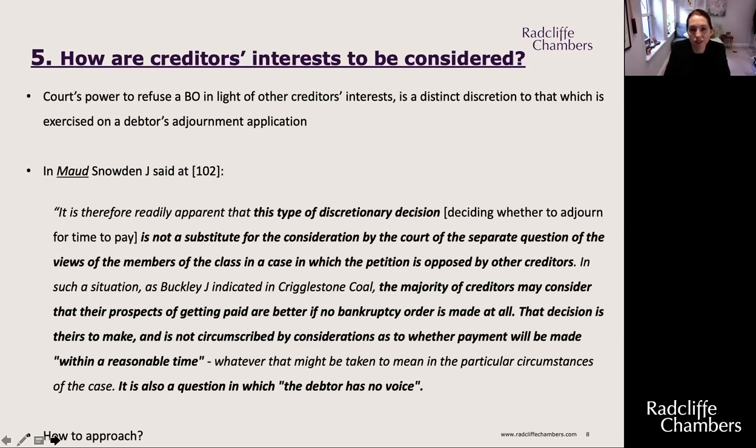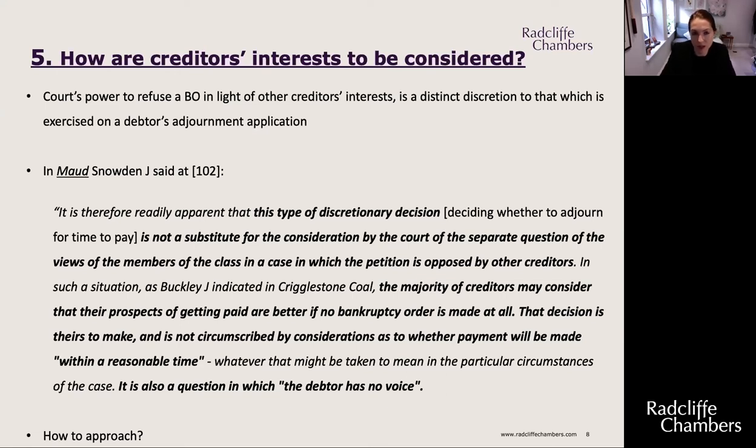But how then does this relate to an application on the debtor's part for time to pay? Well, quite obviously, if you have other creditors also not wanting a bankruptcy order to be made, then that is going to bolster any application for time to pay. But what has to be emphasised is that the court's power to consider the creditors' interest in that regard is distinct from the discretion it exercises when it is deciding whether to adjourn for time to pay.